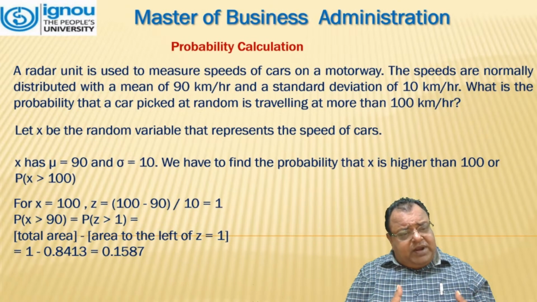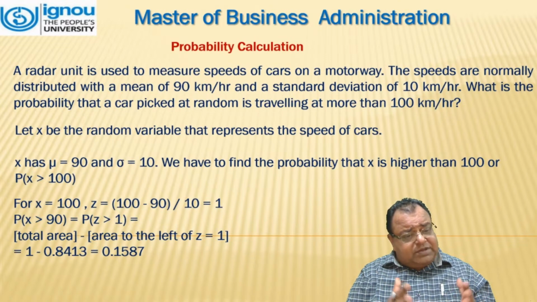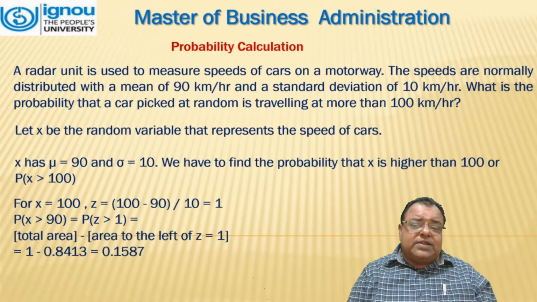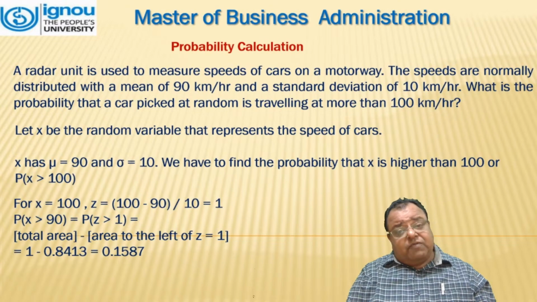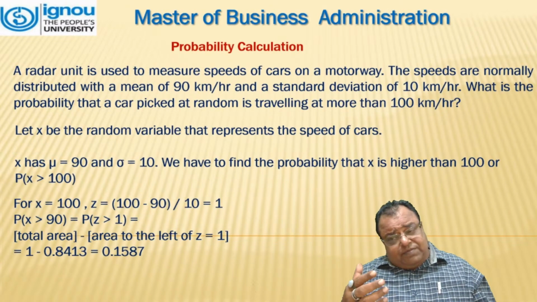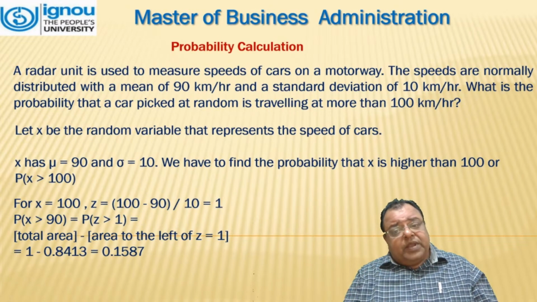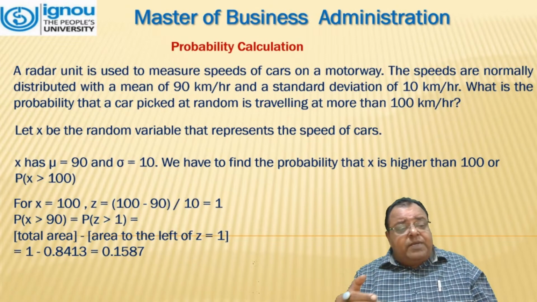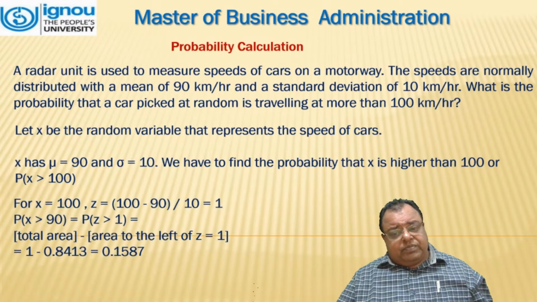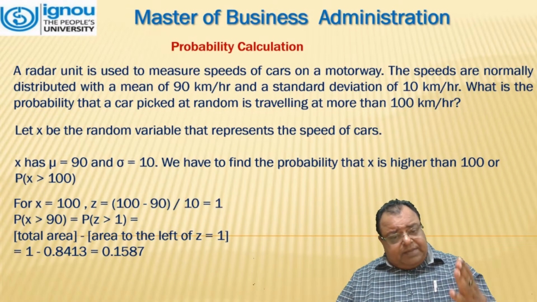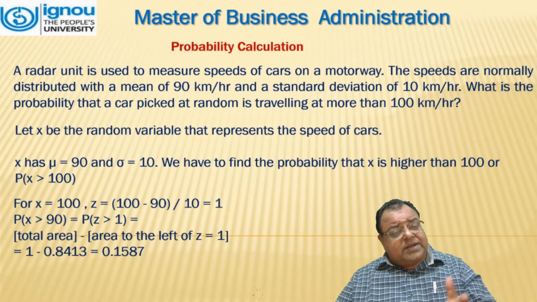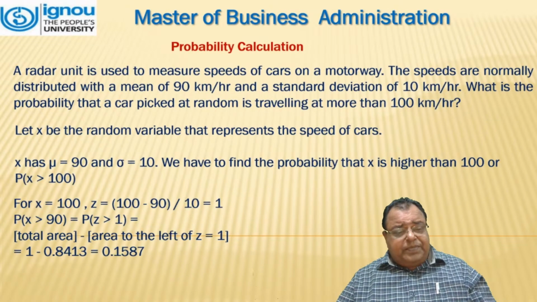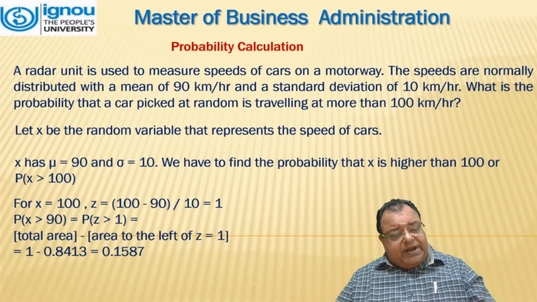The information given to us in the problem is that the mean is 90 kilometers per hour. That means mu is 90 kilometers per hour. The standard deviation, sigma, is 10 kilometers per hour. Now, what are we supposed to calculate? We are supposed to find the probability of picking a car which is traveling at a speed of 100 kilometers or more. That means the car we are selecting is running at more than 100 kilometers per hour, so x is greater than 100.